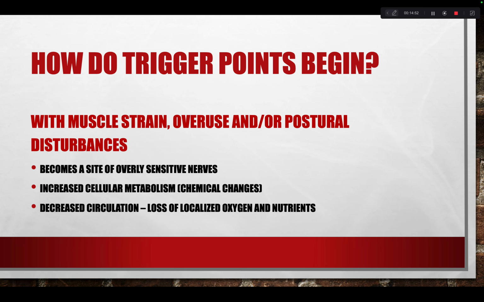You don't have the ATP pulling it out, and therefore you have this buildup where there's no blood flow or lower blood flow to that area, right? Lower blood flow means decreased circulation, loss of oxygen and nutrients.